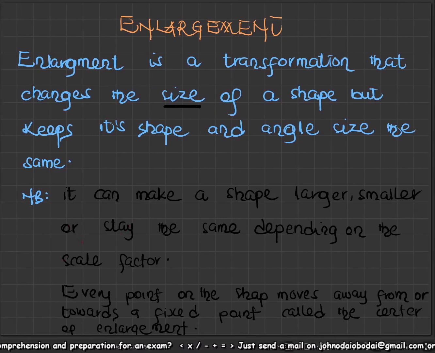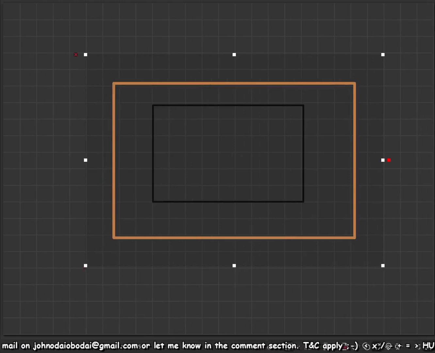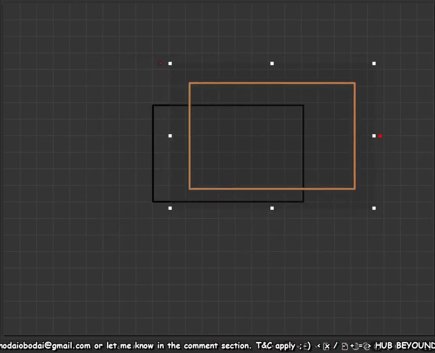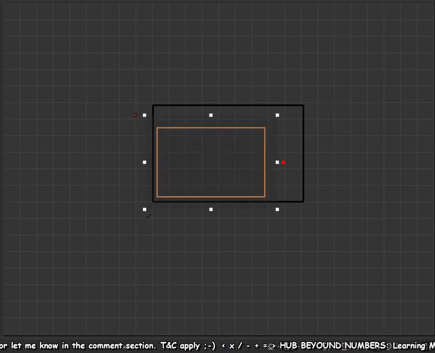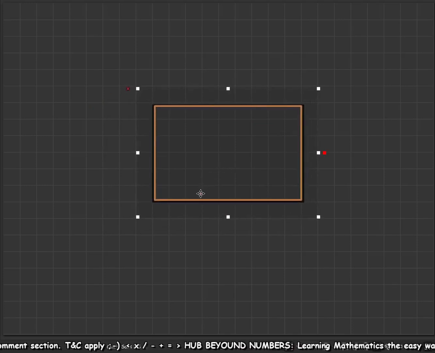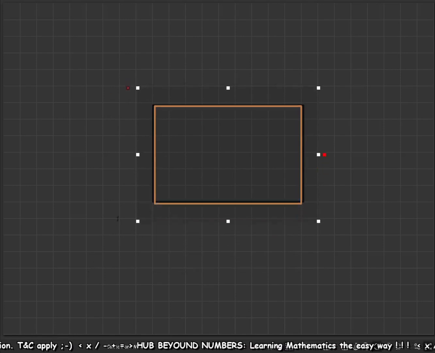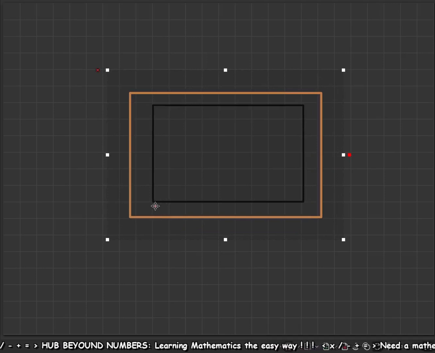Then you have to take note of the following in enlargement. It can make a shape larger, smaller, or even stay the same, depending on your scale factor. So once again, depending on my scale factor, after an enlargement, I might get a shape like this, which is smaller. Depending on the scale factor, I might even get a shape like this, which is the same as the previous one. And depending on my scale factor also, I might get a shape like this, which becomes bigger.